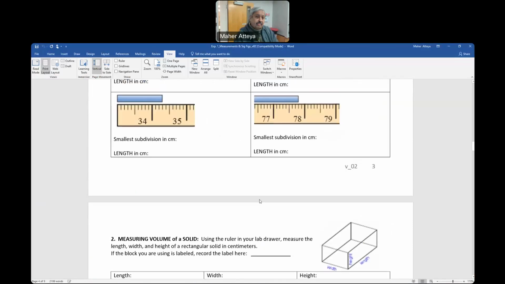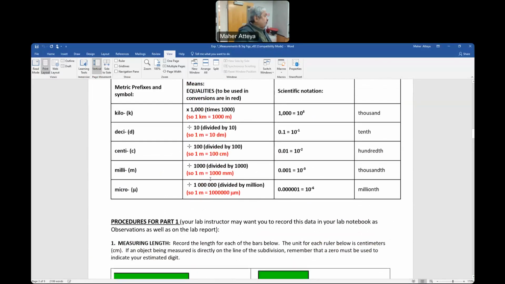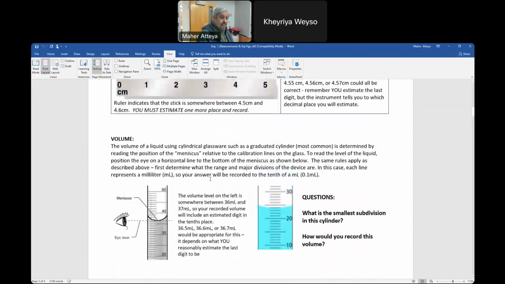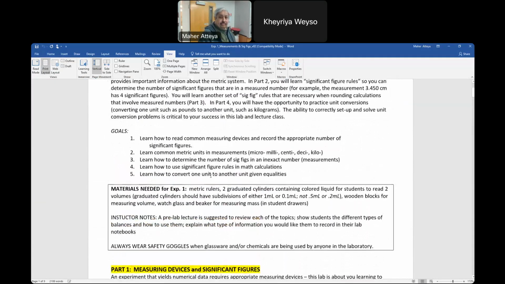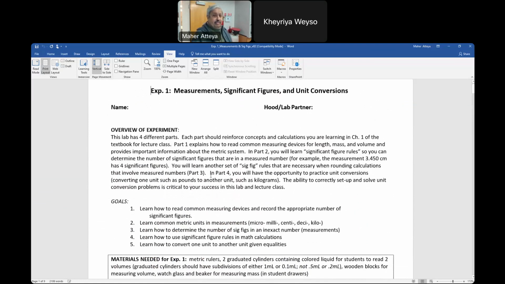I want to share with you the lab report here, or not the lab report, the lab procedure first. So share. So here it is. This is the file you're using. So open resources. You don't have a book per se in the lab. We have open resources. So what we have to do today, we'll have the opportunity to look into measurement and significant figures and some conversions.